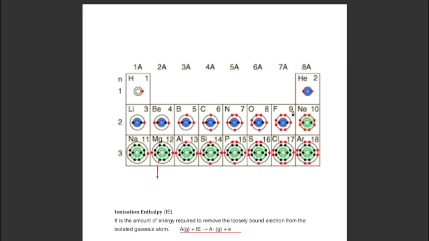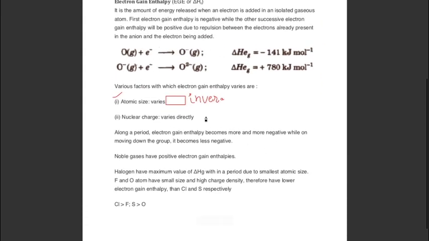Now if one more electron is added in this shell, then readily this electron can be added in the outermost shell because of the strong force of attraction. So the more readily an atom accepts the electron, the more energy it will release, and in this way electron gain enthalpy is more. So it varies inversely with atomic size.